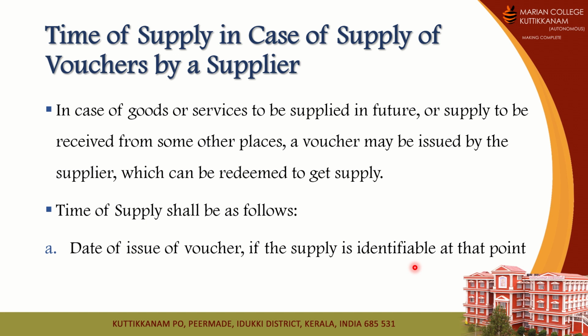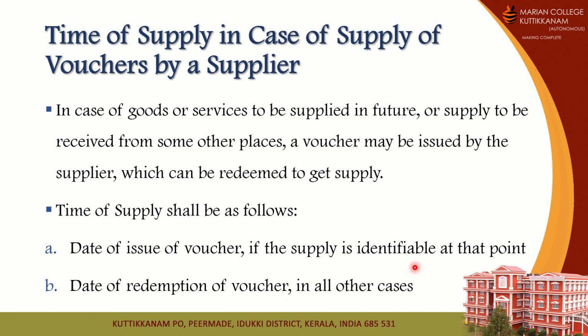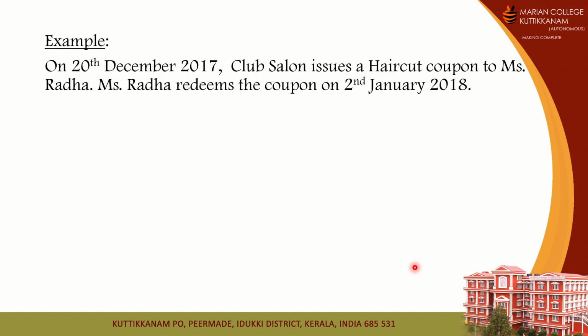Okay. In all other cases, that is, if the supply cannot be identified at that point, what will be the time? It will be the date of redemption of voucher. So, whenever the voucher is redeemed or it is taken back by the supplier after the supply. Okay. So, keep in mind these two cases, when supply is identifiable and in all other cases. So, according to this, we will determine the time of supply under supply of vouchers by supplier. Okay. So, I hope this concept is clear. So, it will be more clear when we go through an example. Okay. Let's try to solve an example.